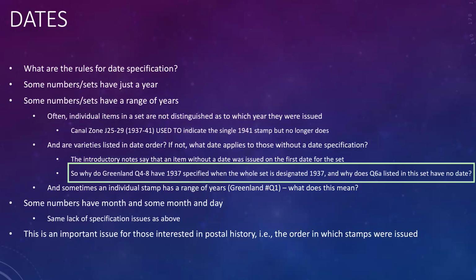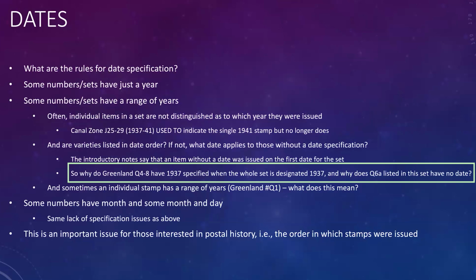Greenland Q4 through 8 has 1937 specified as the set. But all of the issues in that area have 1937 specified in parentheses behind them, except Q6A does not have a date on it. Why did they put the 1937 for everyone but that one? Why did they do that at all? The whole set is 1937.